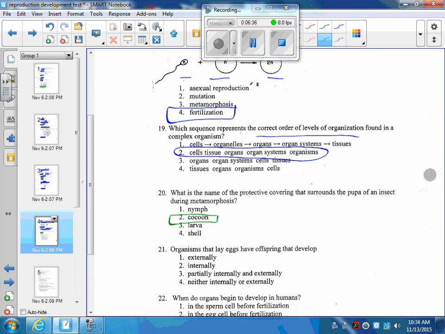Organisms that lay eggs have offspring that develop. You're laying an egg. The egg does not go inside the bird. The bird lays the egg and sits on top of it. So it's going to develop externally.